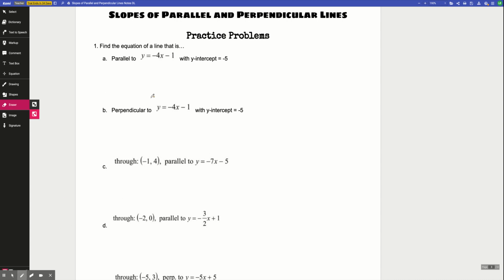The way that this is going to work is I'm going to do one and then I'll give you a chance to try one. We'll go back and forth on this, okay? At the beginning here, the very first one says, I want to write an equation of a line that is parallel to this line, y equals negative 4x minus 1, with a new y-intercept of negative 5. So in my new equation, this is b. Remember, for parallel, the rule is that the slopes are the same.